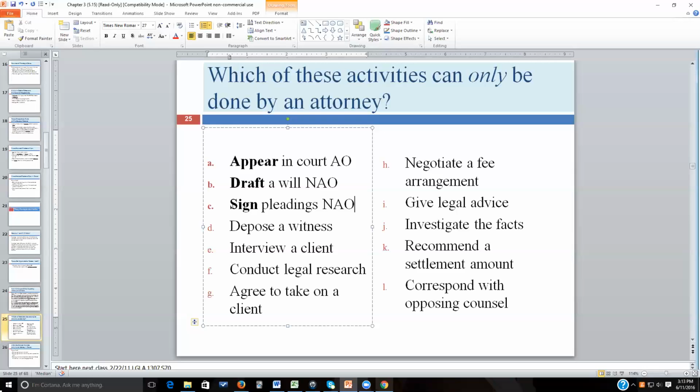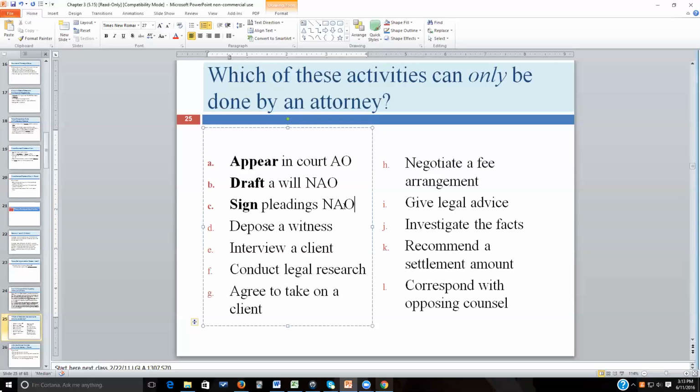It isn't bound by those ethical rules. So signing it is an attorney-only function. Now there is an exception here though. Paralegals and anybody else can sign a pleading if he or she is the party who the pleading is about.